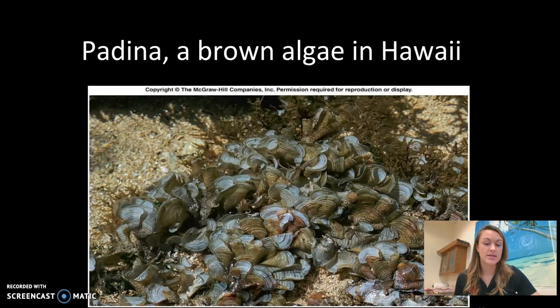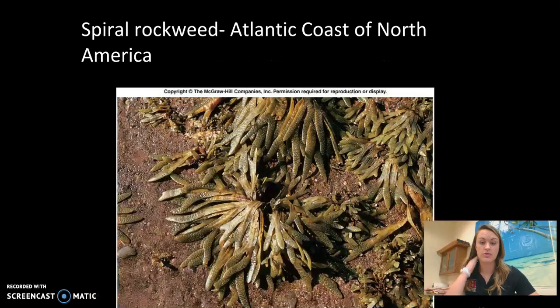A few different species that I do want to go over. Padina is a particular type of brown algae that we can find on the shores of Hawaii. It almost looks like bivalves or clams, but this is actual seaweed. It is a species of brown algae. You can see that olive green color from the fucoxanthin. Spiral rockweed is another one. We find these on the Atlantic coast of North America, up and down the eastern coast, and we see these a little more in the Atlantic northeast, so a little bit higher north.